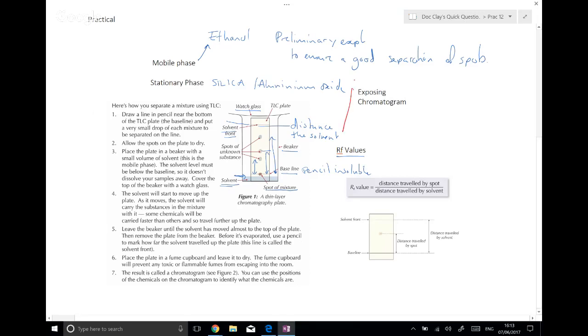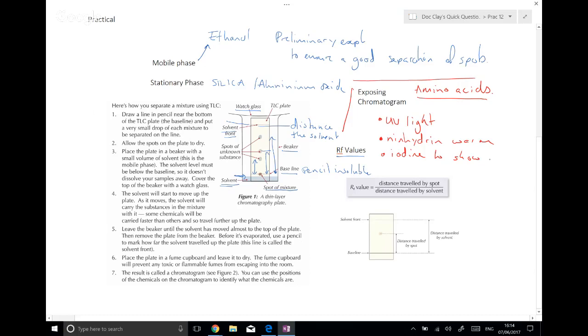Just talking about here, the exposing of the chromatogram. Normally you would do this on something like an amino acid, which means that an amino acid as a spot is invisible, and that means you need to come up with a way of being able to expose and show up, in other words, the spots. There's a couple of ways of doing this. You can use UV light if it's sensitive to UV light, or you can use potentially ninhydrin and then gently warm, or the final option, sometimes you can use iodine to show up the spots.